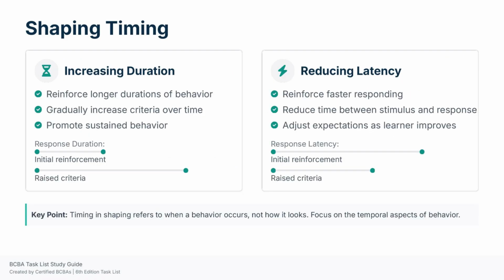Shaping can also target timing-related dimensions, especially duration and latency. If the goal is to increase duration, we reinforce longer periods of a behavior. For example, a learner may be reinforced for maintaining attention, eye contact, or task engagement for longer and longer periods. If the goal is to reduce latency, we reinforce quicker responding. That might mean starting a task sooner after an instruction is delivered. In both cases, the basic form of the behavior may stay similar, but the timing changes. So not all shaping is about appearance. Sometimes the goal is to change when behavior occurs or how long it lasts.